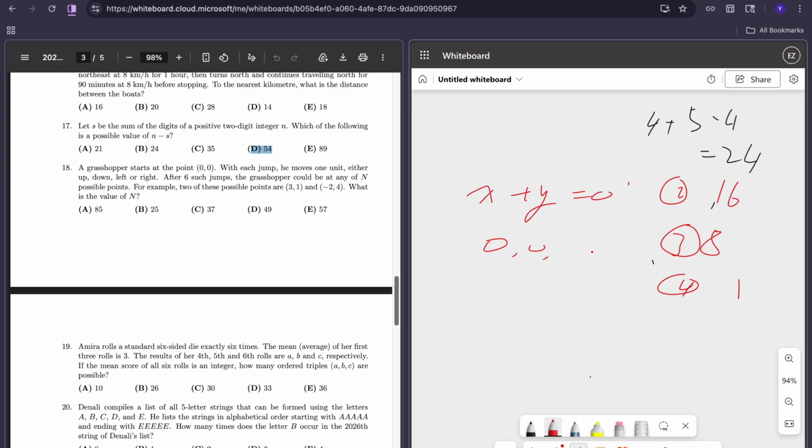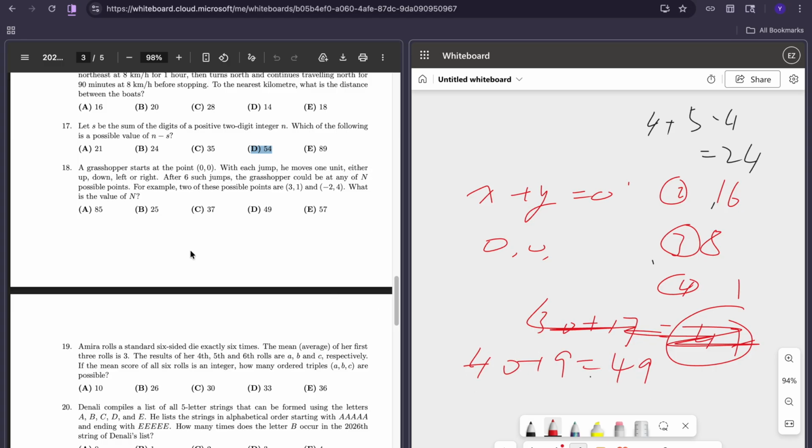So we add them together, 24 plus 16 plus 8 plus 1, so we get 49, which is choice D.